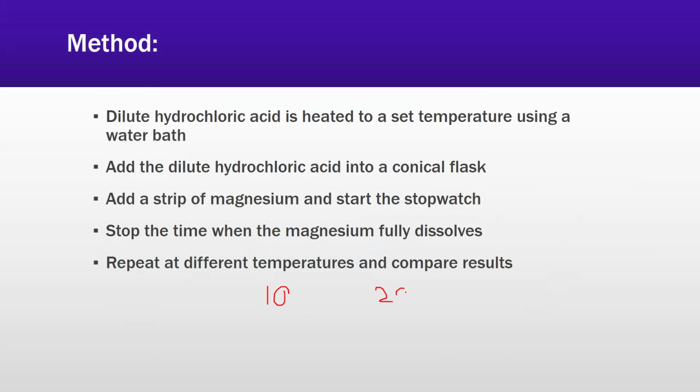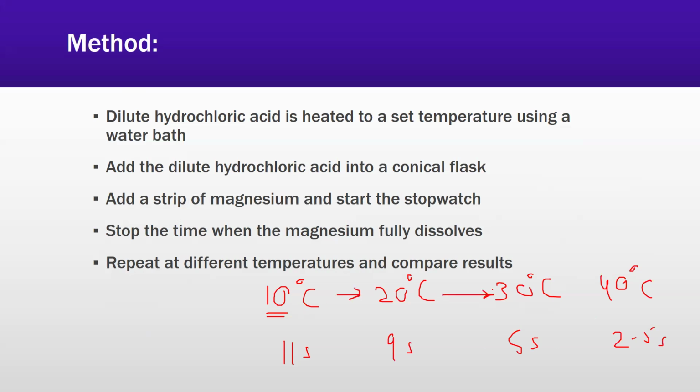Let's say 10 degrees Celsius, 20 degrees Celsius, 30 degrees Celsius and 40 degrees Celsius. In a 10 degrees Celsius temperature solution, the time it took for the magnesium ribbon to disappear was 11 seconds. Then at a higher temperature, it took 9 seconds. At 30 degrees Celsius, it took 5 seconds. And at 40 degrees Celsius, it took almost 2.5 seconds. So you can see as you are increasing the temperature, the magnesium ribbon starts to dissolve even faster.